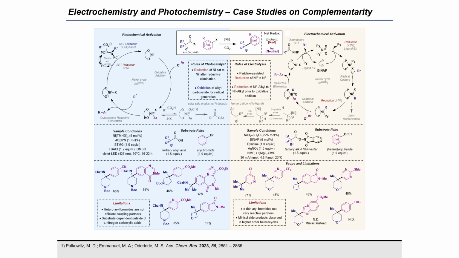One way I have been thinking about these two is just that electrochemistry is heterogeneous photochemistry, and photochemistry is just homogeneous electrochemistry. They are simply two sides to the same coin, in my opinion.